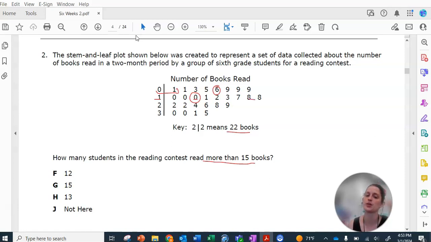Oh, wait, I'm looking for more than 15, so let me back it up. 13, not more than 15. 17, yes, more than 15. So this is your line right here. You want the ones that are more than 15, count them all up.